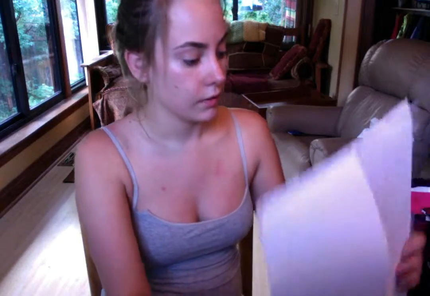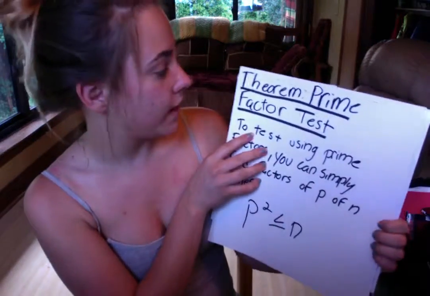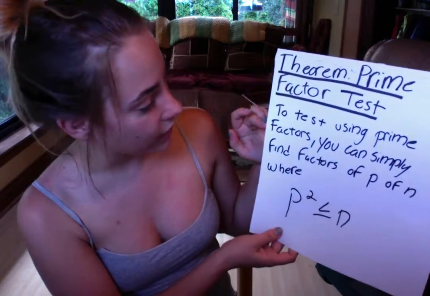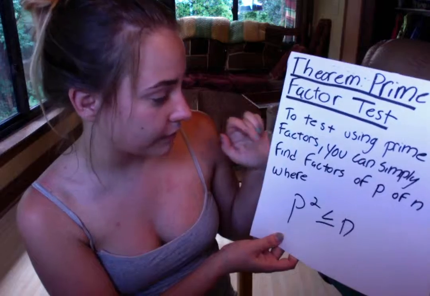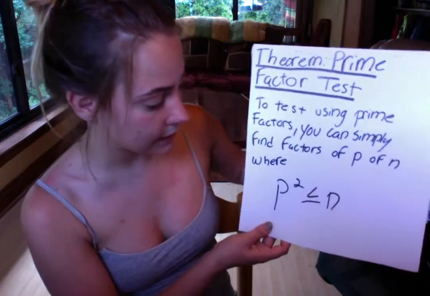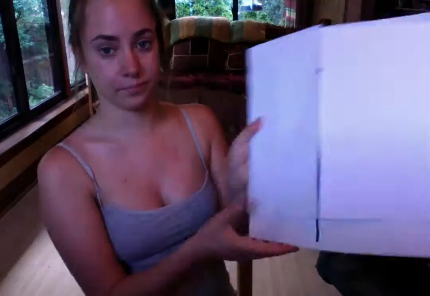Lastly, we have the theorem prime factor test. This is the test using prime factors that you can do to simply find the factors of p and n, using the equation p squared is less than or equal to n.